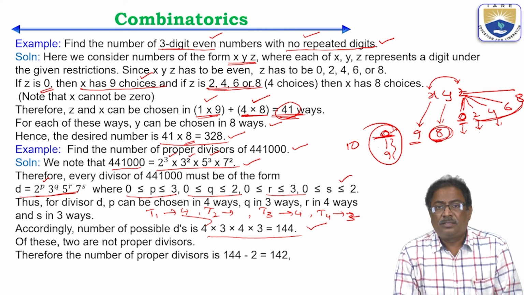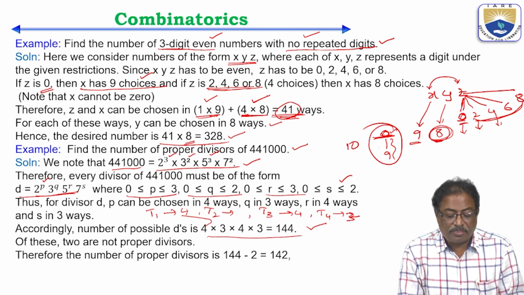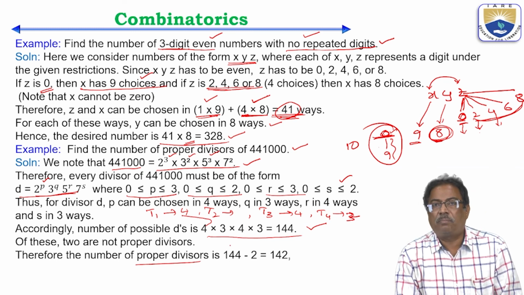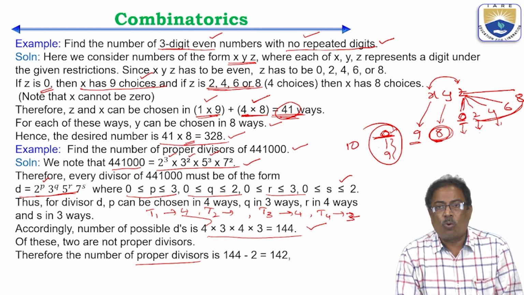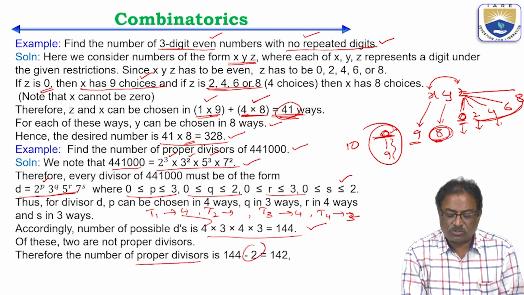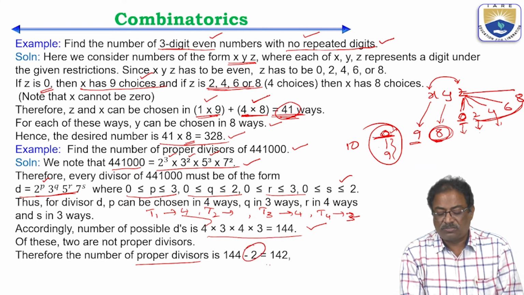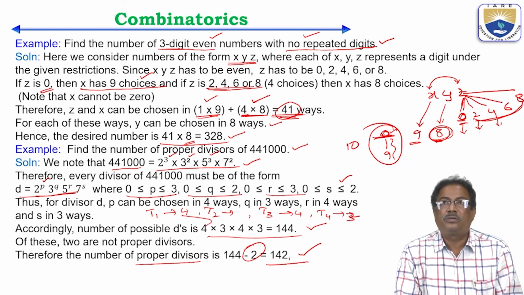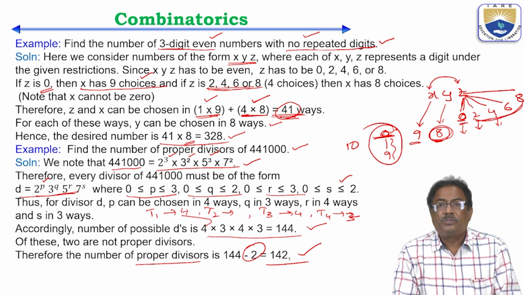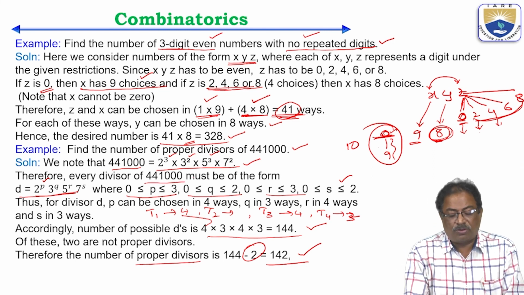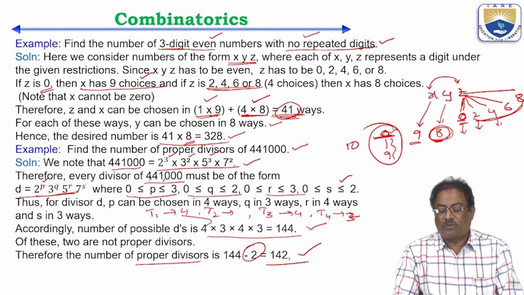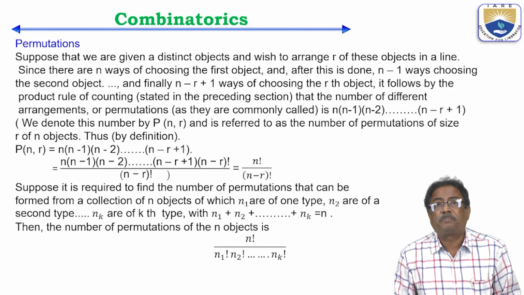So here we are asked only for the proper divisors. One divisor is the number itself, and another divisor is 1. So we are going to remove those 2, so I am taking minus 2. Subsequently, we are going to get 142. So these are the proper divisors of this number, 4,41,000.